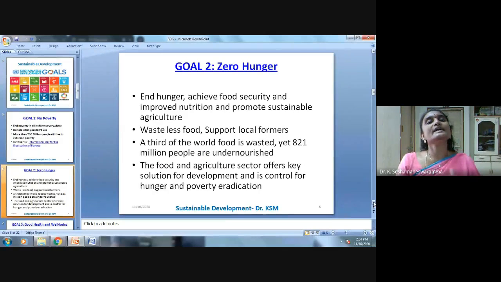The second goal is zero hunger, no hunger. We think agricultural development is there, food security is there, there are a lot of modern developments everywhere, but a third of the world's food is wasted. Yet 821 million people are undernourished. See the situation. One side is wasting, another side is undernourished. Where is the sustainability?